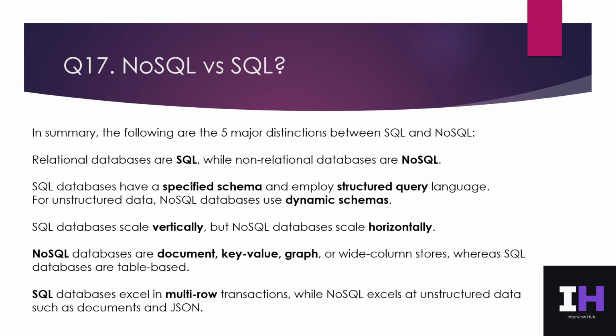NoSQL databases are document, key value, graph, or wide column stores, whereas SQL databases are table-based. SQL databases excel in multi-row transactions, while NoSQL excels at unstructured data such as documents and JSON.